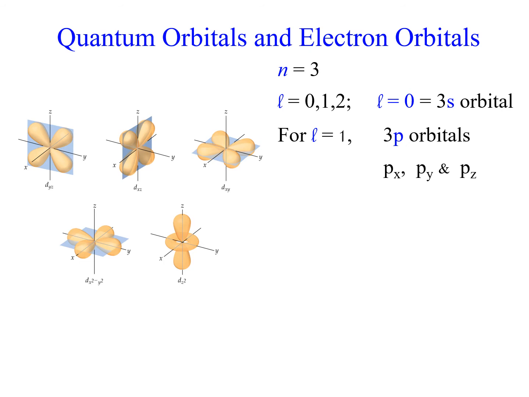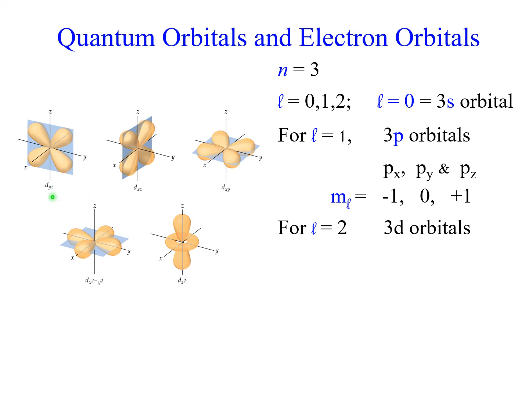For L equals 1, it's the 3p's: Px, Py, and Pz. M sub L would be -1, 0, and +1, indicating different orientations but the same orbital shape. And for L equals 2, we have the d orbitals, and that's what we see over here on the left.